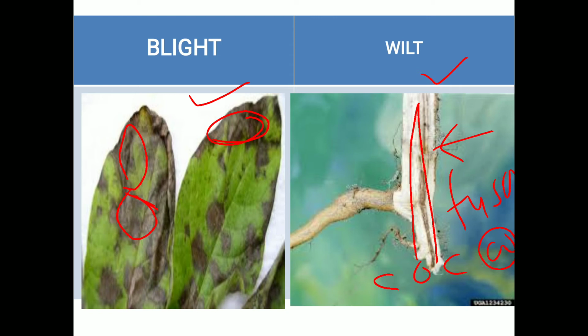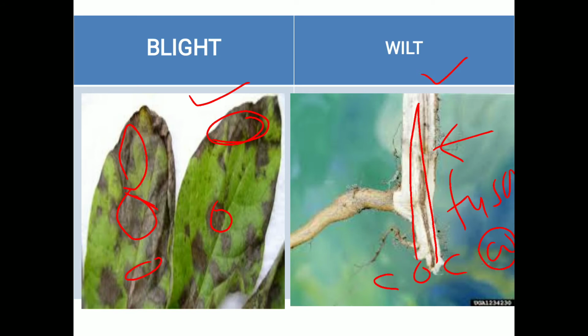First, blight. Blight means the plant shows a burning appearance. All the parts of the plant show a burning appearance due to sudden destruction of tissue. In Marathi, it is called karpa. For example, early blight of potato and late blight of potato. So this is called blight.